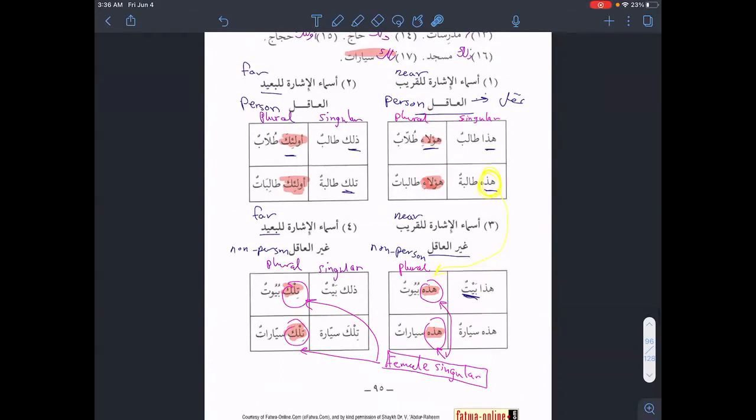Okay? Now let's look at these two tables right here. So the pronouns for far person. So for far, we use ذلك and تلك. If we're pointing to something that is far, so we use ذلك or تلك. ذلك for male.